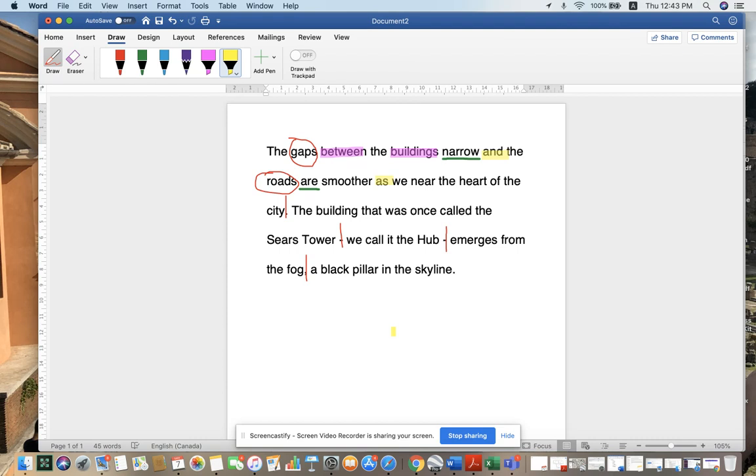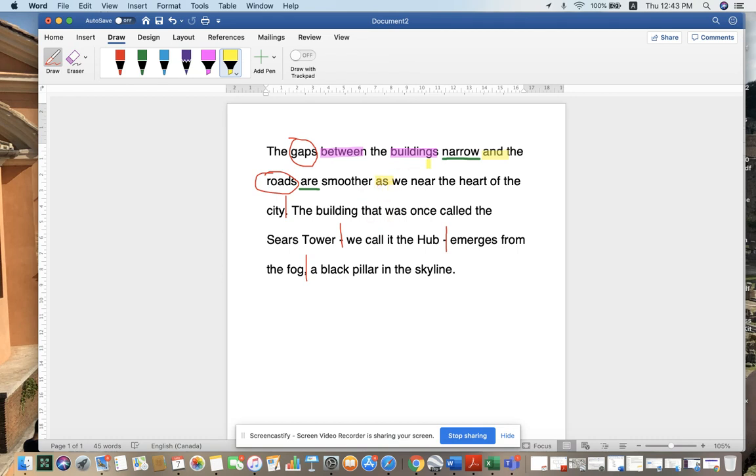Now, as can also be used as a conjunction, which means it can join another idea together. It is temporal in nature, meaning that it tells time. I was walking as it rained. It gives you an image of raining at the same time as you're walking. So you can even replace as with when.